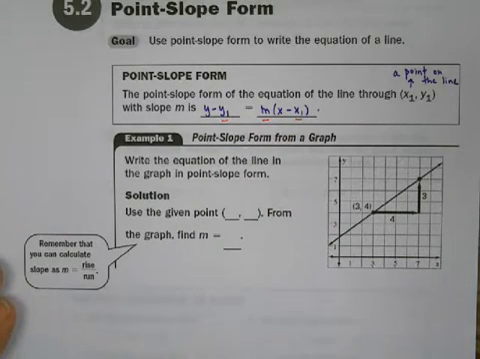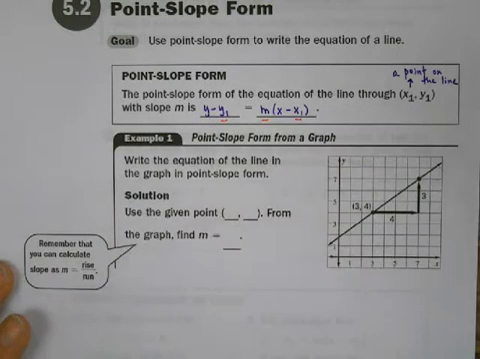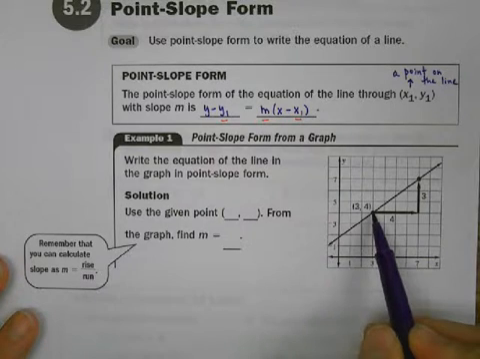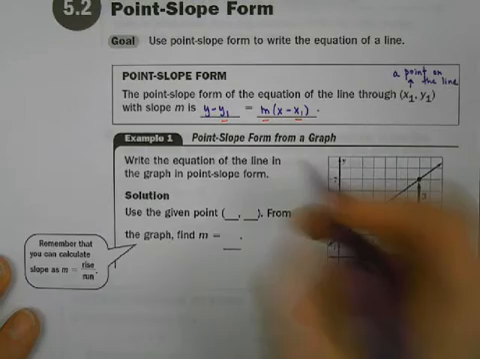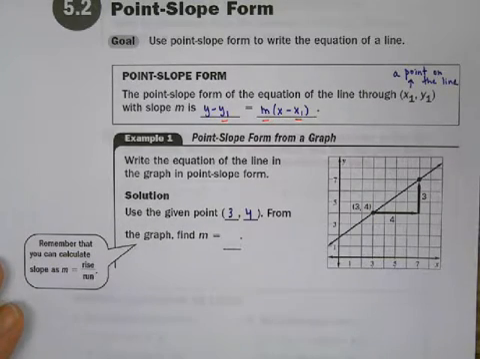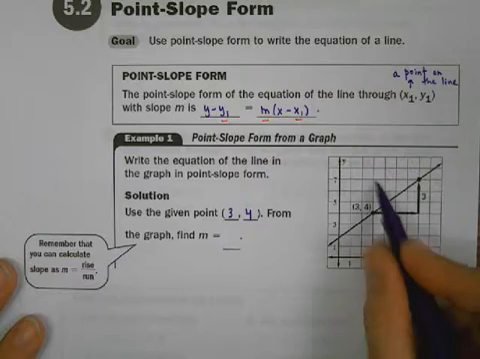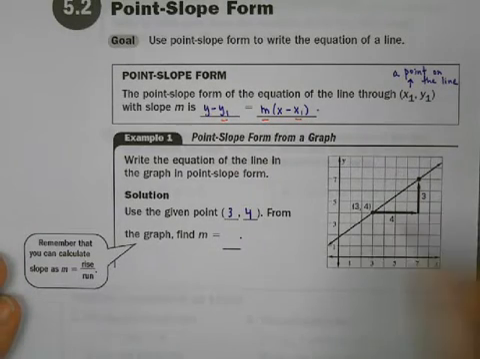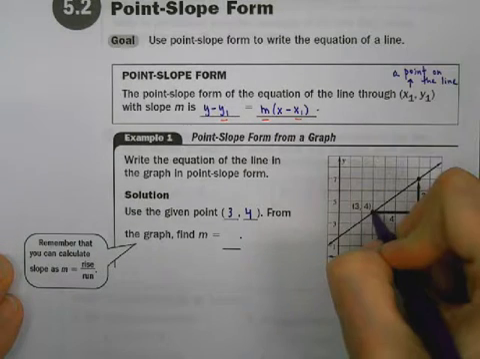So we need two things. We're going to need a point on that line, and we're going to need the slope. We do have a point on the line, so we're going to use the given point 3, 4. That's a point on that line. Now, we need to use our graph to find the slope. They've drawn this out here. I actually like doing my rise first and then my run. It doesn't matter, it'll give us the same place. But I'm going to go from this point to this point.